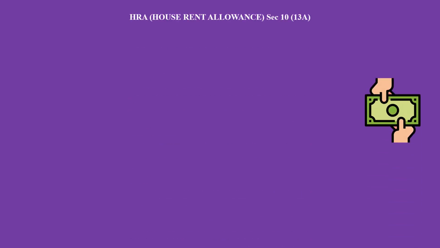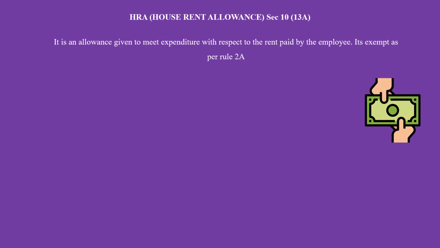So in today's class, the topic that we're going to deal with is house rent allowance according to section 10, subsection 13. What is HRA, house rent allowance? It is an allowance given to meet the expenditure with respect to the rent paid by the employee. It's exempt as per rule 2A. So any allowance that is given to an employee to pay his rent is called house rent allowance. It is going to be exempt according to rule 2A.